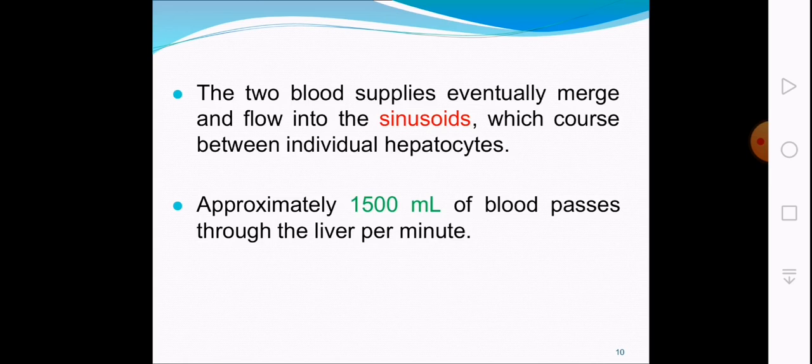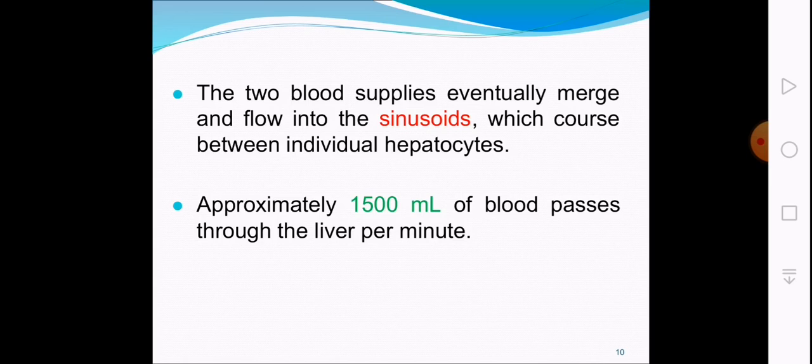The two blood supplies eventually merge and flow into the sinusoids which course between individual hepatocytes. بعدين التو بلود سبلاي اللي هو الهيباتيك فين او البورتال فين والهيباتيك ارتري بيحصل لهم ميرج توجذر عشان بعدين يصبوا لنا في السنترال فين. الاثنين مع بعض بيكونوا لنا حاجه بيسموها الساينوسويدز، وده في النهايه بيعمل لنا دريننج في السنترال كانال.